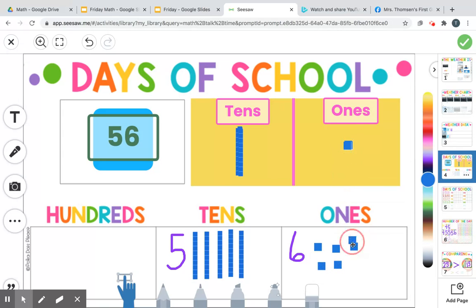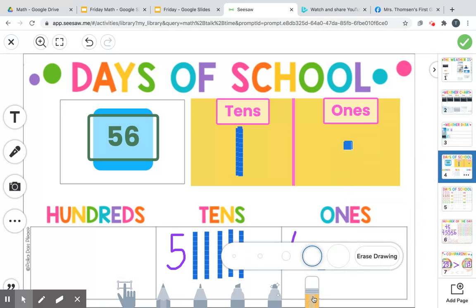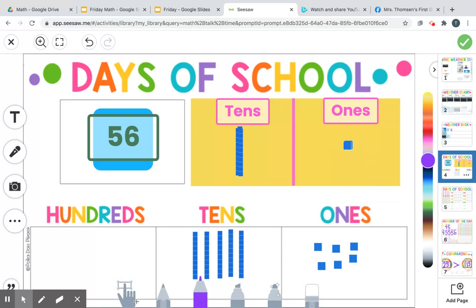Now, if you were going to count them, let's get rid of our drawing so there's no cheating. If you were going to count them, it would go like this. You would say 10, because there's 10 here. We know there's 10. So it'd say 10, 20, 30, 40, 50. And then we'd go over here and we'd say plus 1 more. 51, 52, 53, 54, 55, and 56.